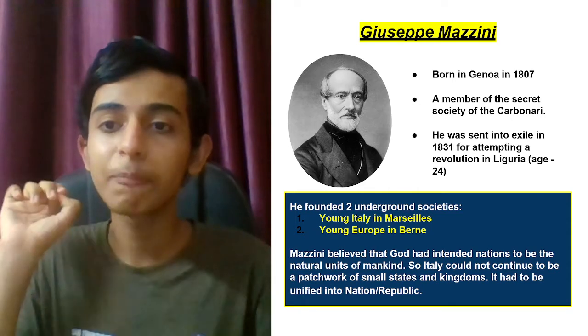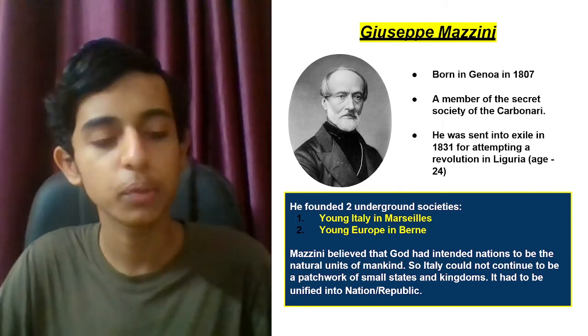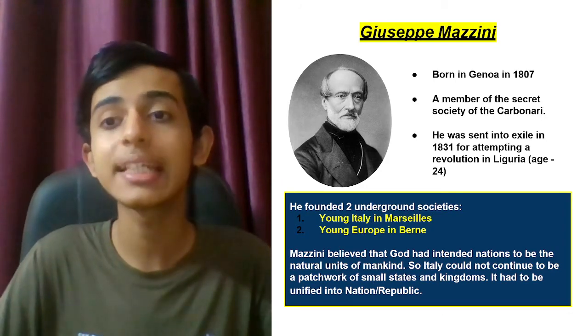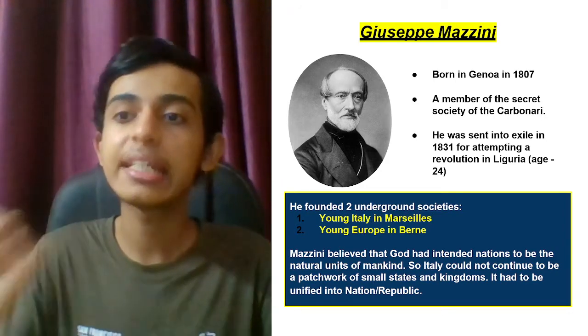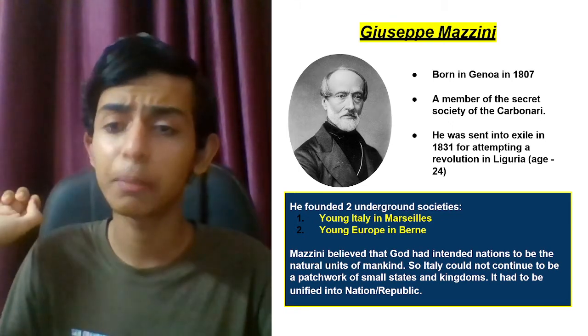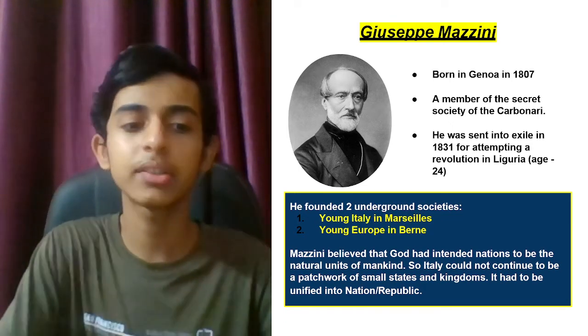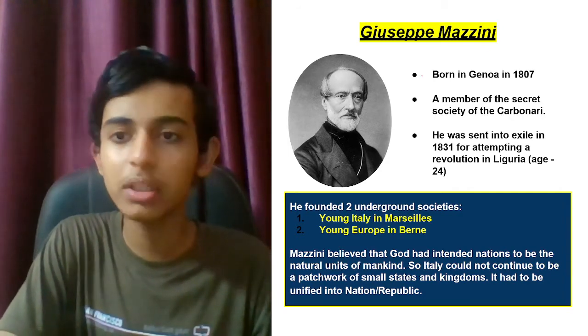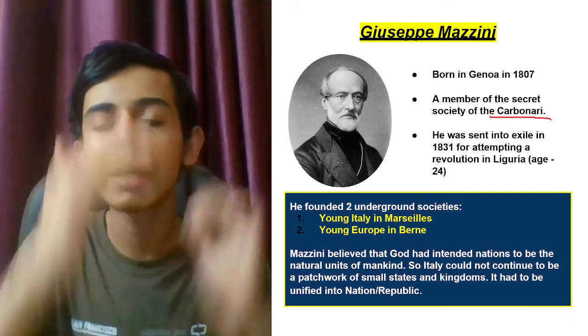Now, first of all, some facts related to him that you have to learn. Number one, where was he born? He was born in Genoa, Italy. He was an Italian revolutionary. In 1807, he was born, right? And he was a member of the secret society of the Carbonari. This is the name of his secret society. Just keep it in mind. It's not too important, but in a short note, this might be asked.